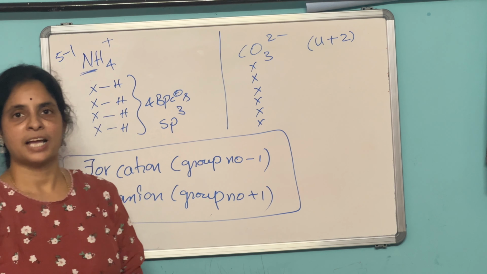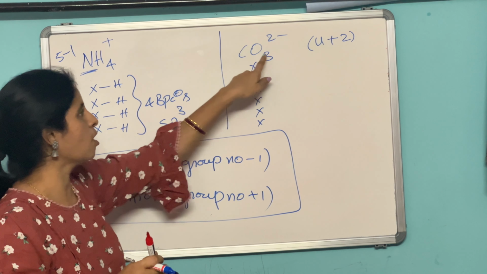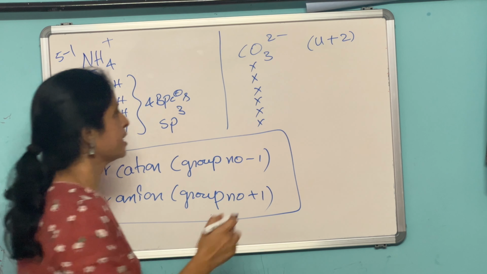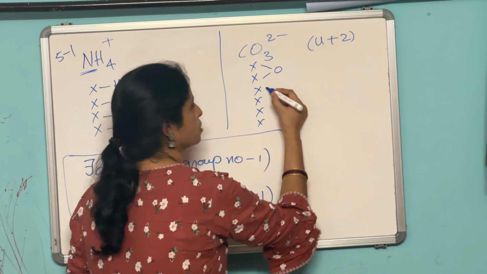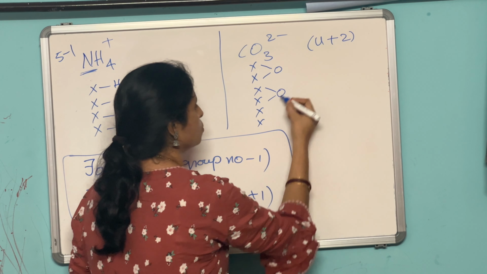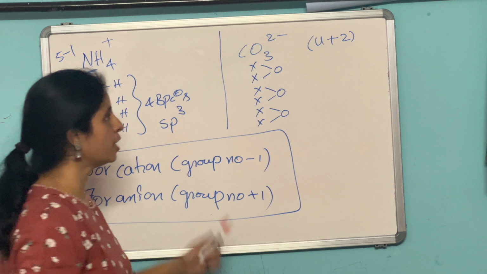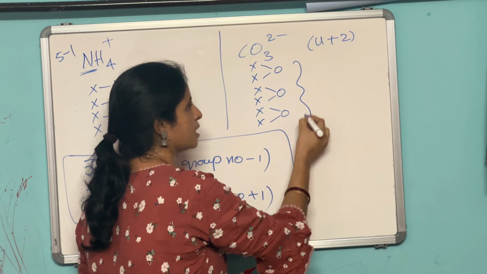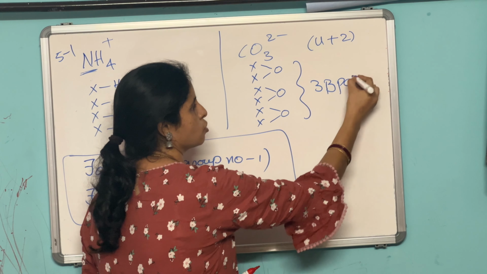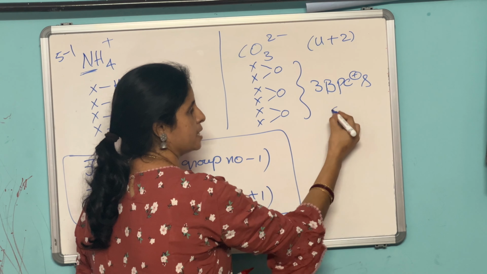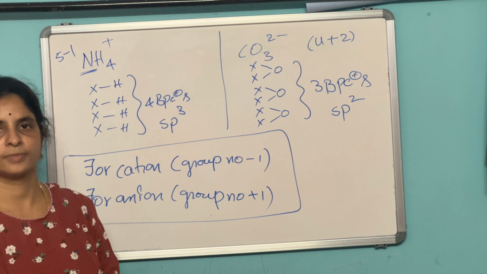And here I am going to tell you another point. Here if at all oxygen is there, one oxygen you attach with 2 cross marks. Altogether, how many bond pairs are there? 3 bond pair of electrons. So 3 means what is the hybridization? It is sp2 hybridization. Clear?